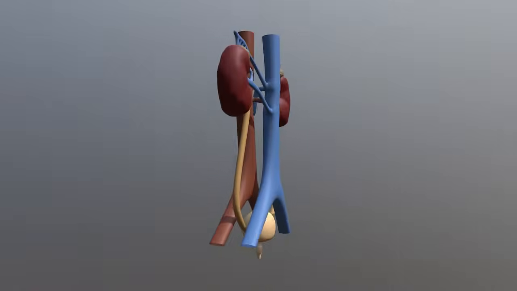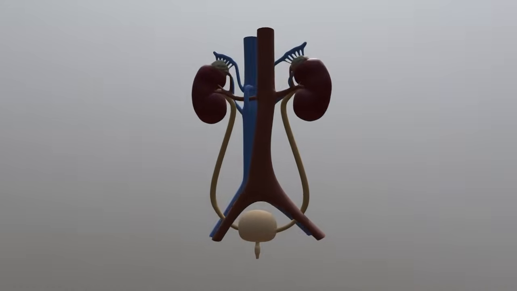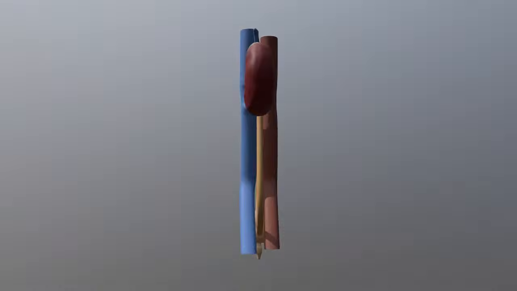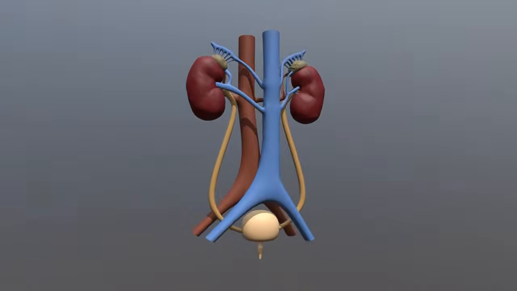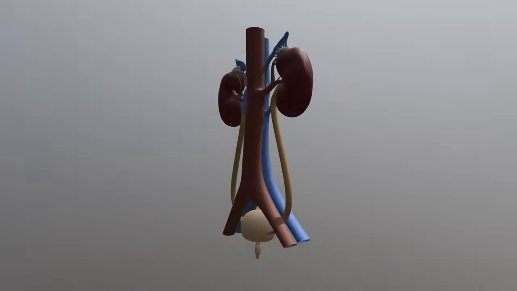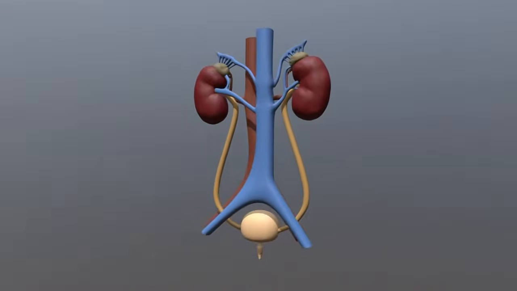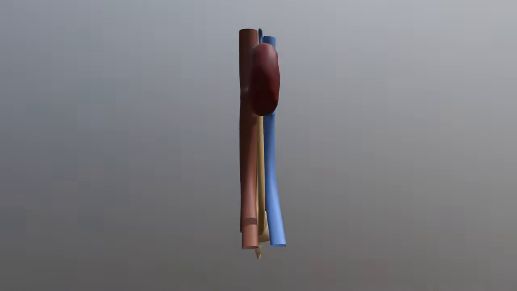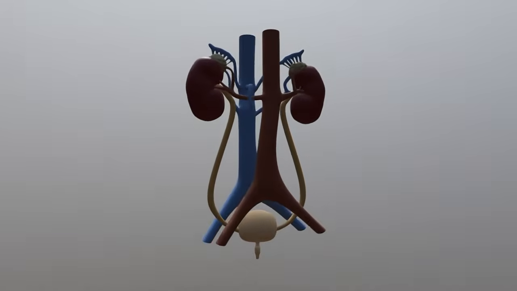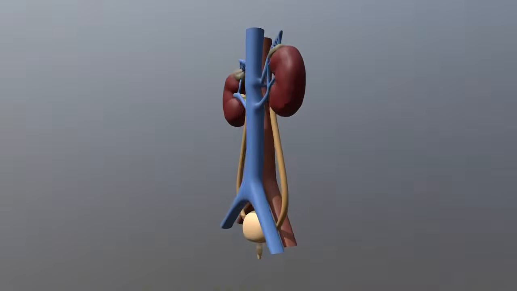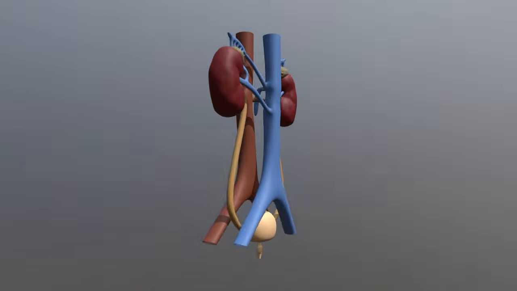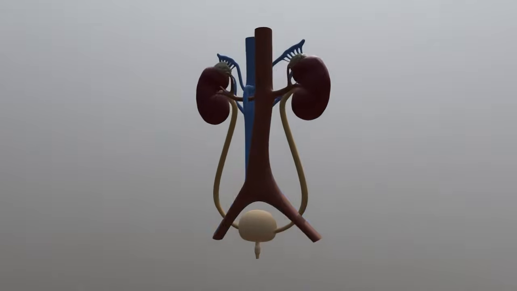The urinary system, also known as the renal system, is the body system that is responsible for the filtering of waste products from the blood and the excretion of these products from the body. It consists of the kidneys, ureters, bladder, and urethra. The kidneys are a pair of bean-shaped organs located in the back of the abdomen. They are responsible for filtering waste products, such as urea and creatinine.